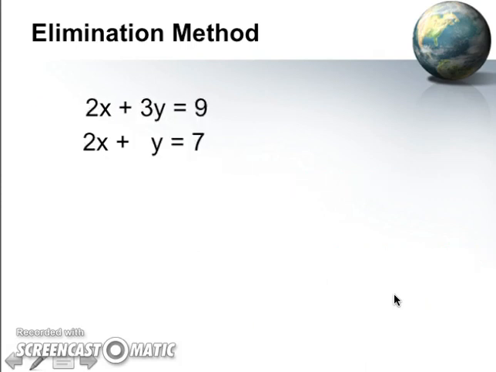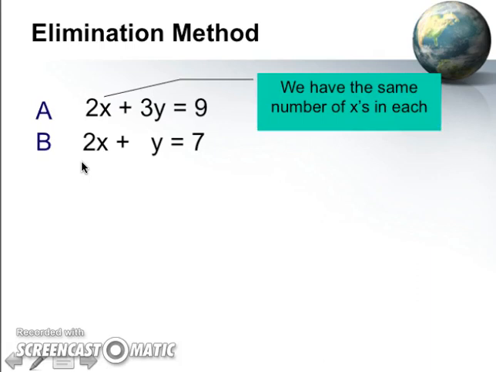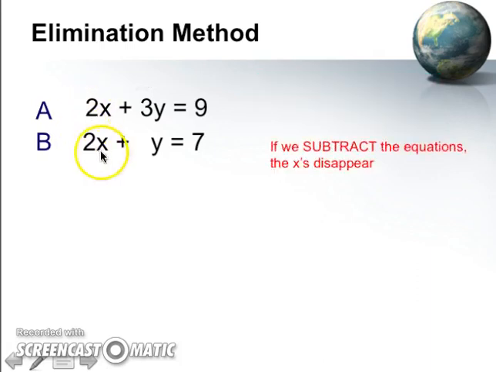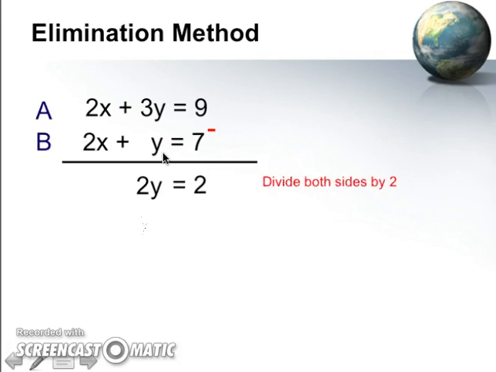We seem to have concentrated on the y's, so let's look at the x's. Here we've got a 3 in front of this y and a 1 in front of this y, but we've got 2's in front of both these x's. They're both positive, so to eliminate them, what we have to do is subtract again. If we subtract these two equations from each other, the x's will go, and we'll have 3y minus y, which will give us 2y, and 9 minus 7 equals 2, from which we get y equals 1.